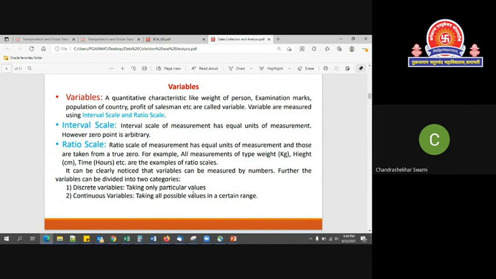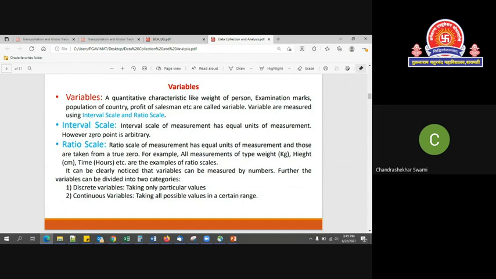In the interval scale, the zero point is arbitrary, and in the ratio scale, we have a true value of zero. Suppose for a certain city, the temperature is 0 degrees Celsius. It does not mean that the city has no temperature, or that there is an absence of temperature. 0 degrees Celsius has its own meaning, but it does not mean that the place does not have a temperature.